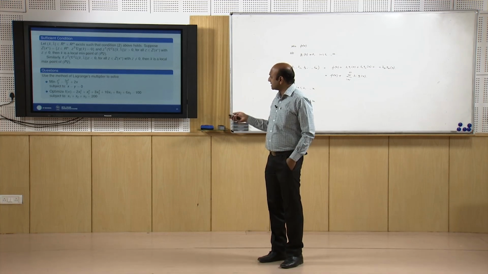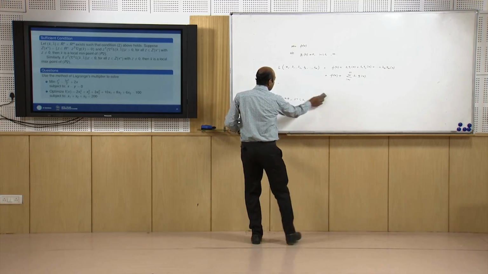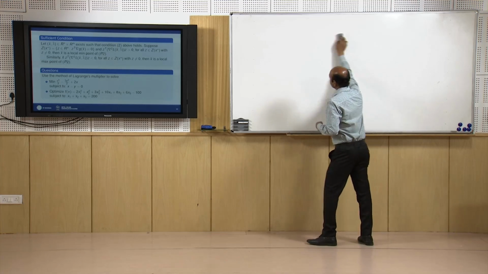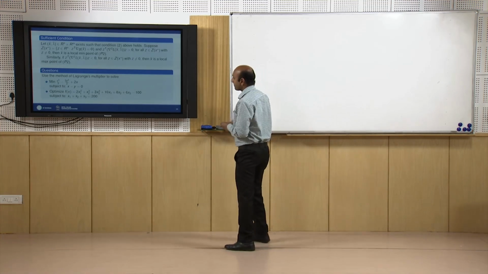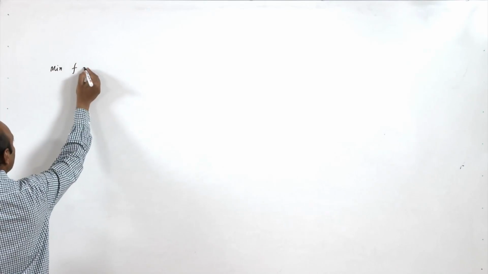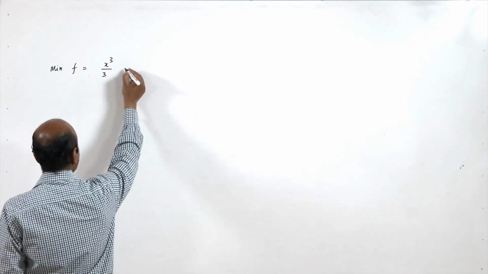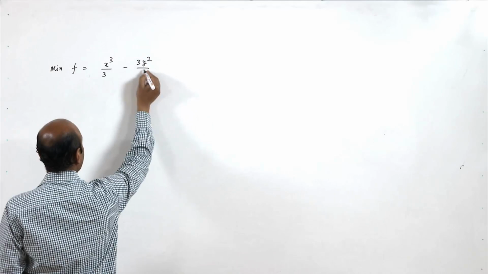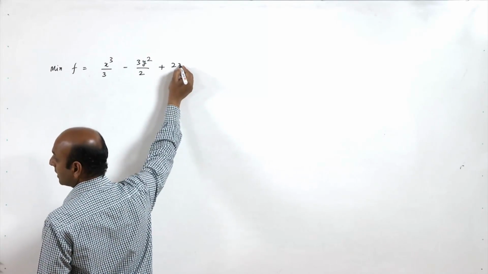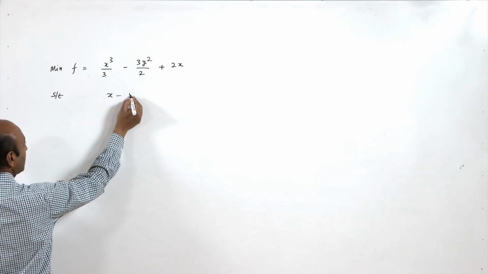So, let us discuss this condition with an example. The example will clear all these things. Suppose we have the problem: minimize f equal to x cube by 3 minus 3y square by 2 plus 2x, subject to x minus y equal to 0.